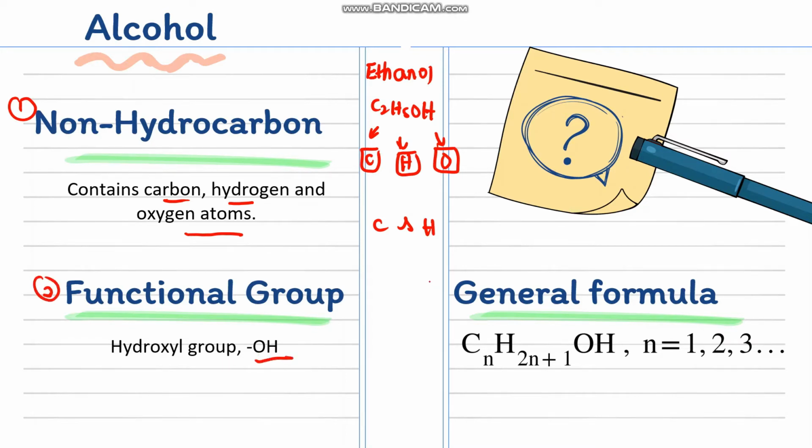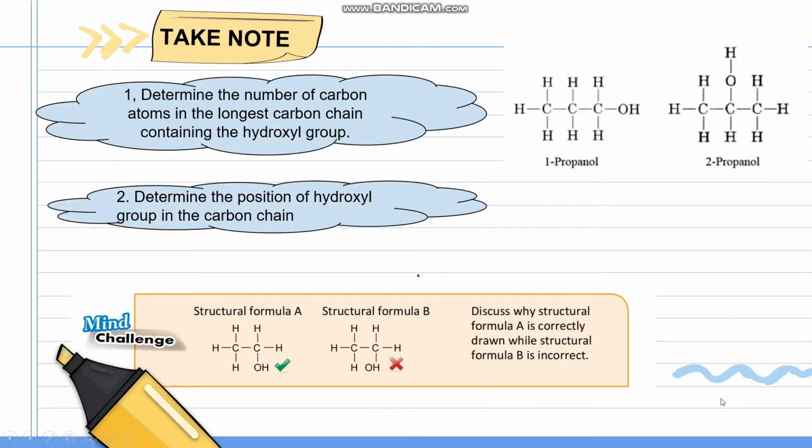The general formula is CnH2n+1OH, where n starts from 1, 2, 3, and so on. So when n equals 1, the formula will be C1H(2 multiplied by 1 plus 1)OH. The formula becomes CH3OH, and this is what we call methanol. There are a few things that we need to take note of and memorize when you want to give the IUPAC name for the alcohol.